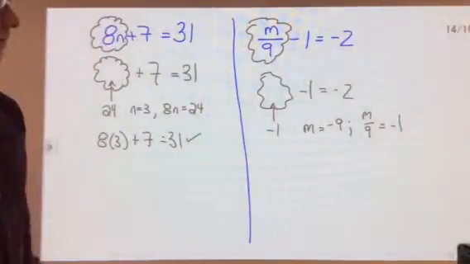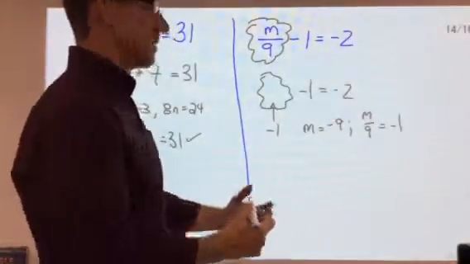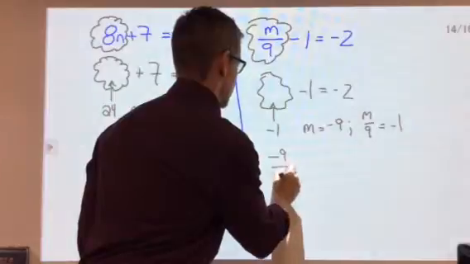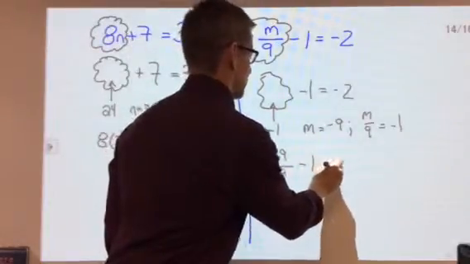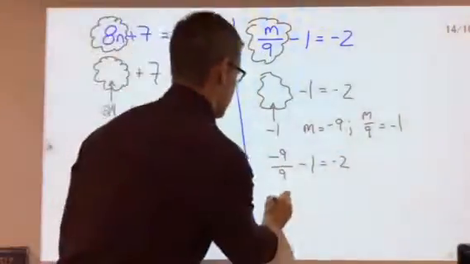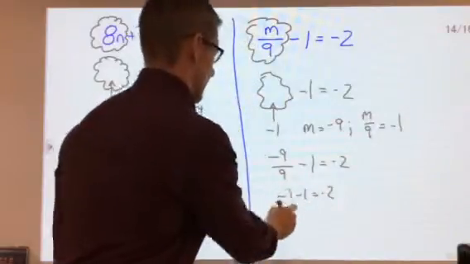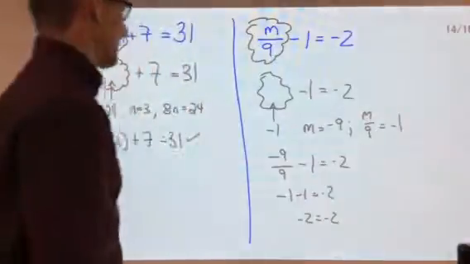Now, we may not be real happy or real sure about our answer at this point. That's why the next step is so important. Does -9 divided by 9 minus 1 give us our desired answer? Well, -9 divided by 9 is -1, minus 1 is -2. I start at -1 and I subtract another 1 from it and I get -2.